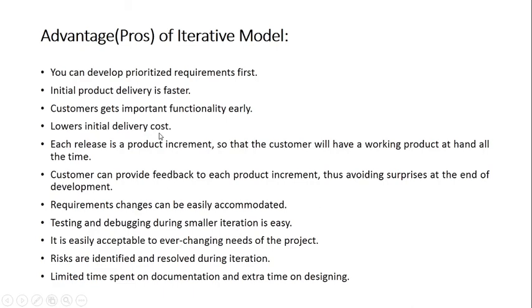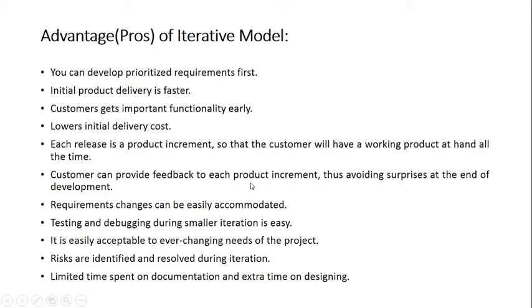Lower initial delivery cost. Say the overall software requires 10 lakh, but you just have to pay 50,000 or say 20,000 just for a module immediately. So lower cost for the initial modules. Each release is a product increment, so the customer will have a working product at hand all the time, right? So additional requirements are being added and he is having something to work upon. He is practically working on his software.